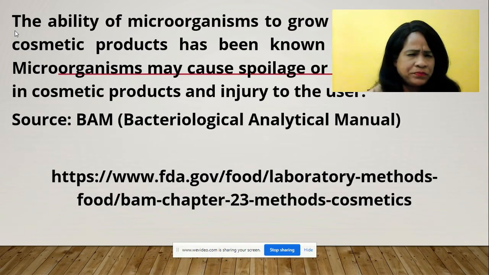Manual. The ability of microorganisms to grow and reproduce in cosmetic products has been known for many years. Microorganisms may cause spoilage or chemical changes in cosmetic products and injury to the user. I took this information directly from BAM, the Bacteriological Analytical Manual, and this information is located on the FDA.gov website.